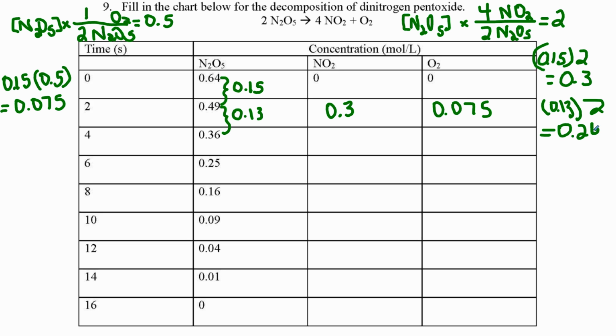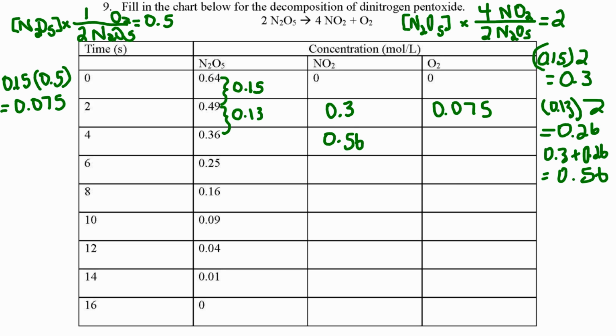Now, I don't just go and add 0.26 into the chart. So you have to add the 0.26 to the 0.3 because this is how much the concentration is changing by, not what the concentration is. So 0.3 plus 0.26 equals 0.56. So it's the 0.56 that I put into the chart.